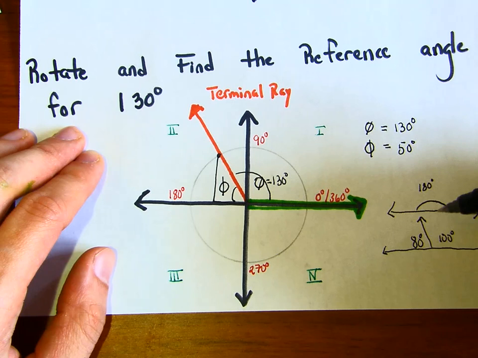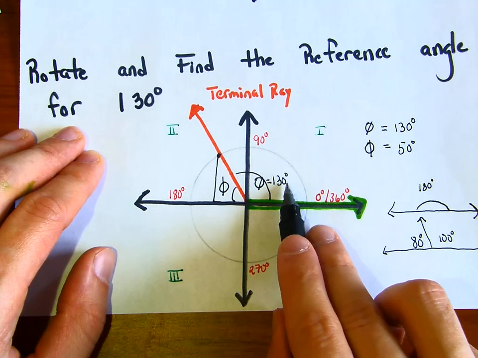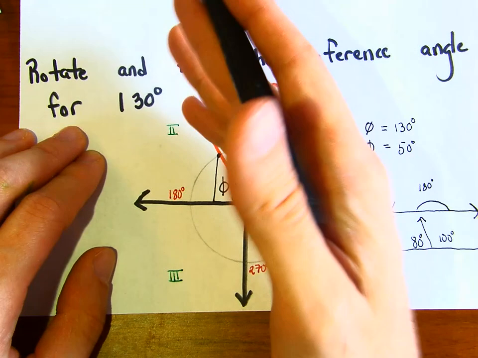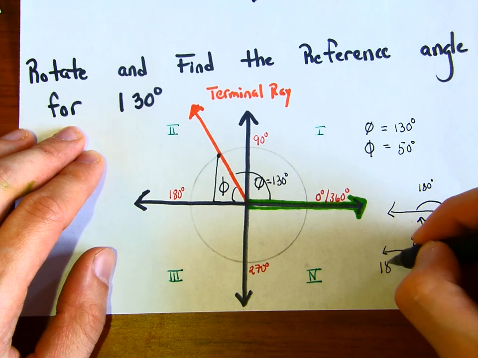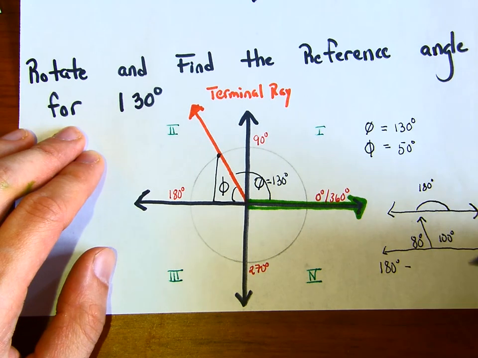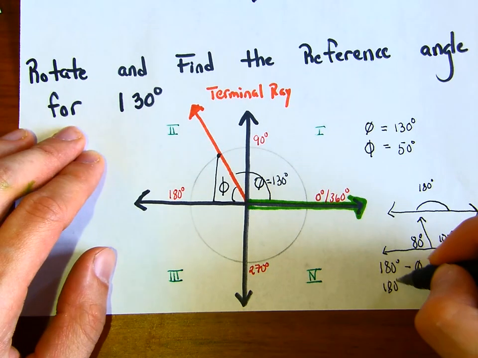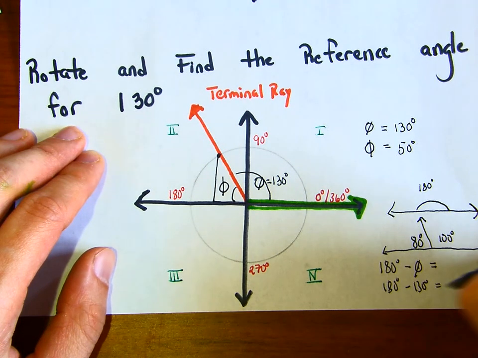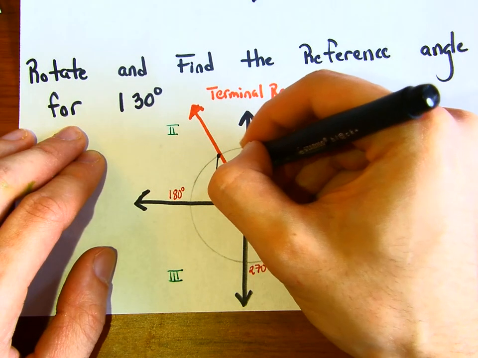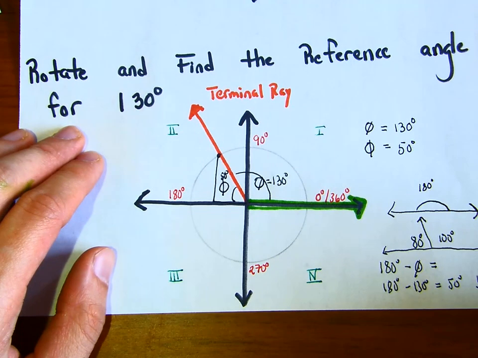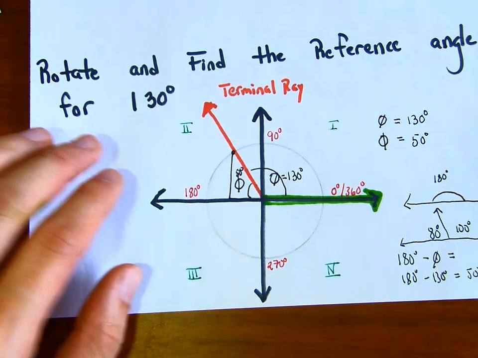So notice, what did we do? I guess the math behind it is we did 180 minus theta. 180 minus theta, because here, what was our theta? It was 130, so 180 minus 130 is 50. And here we go. Let's put a better smiley face. So this was 50 degrees. Okie dokie. Let's try the next one.